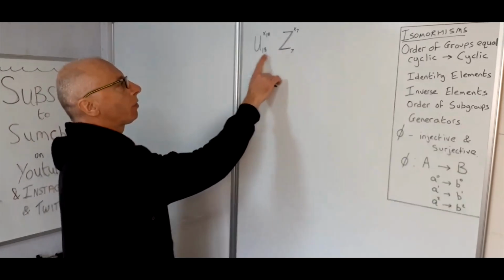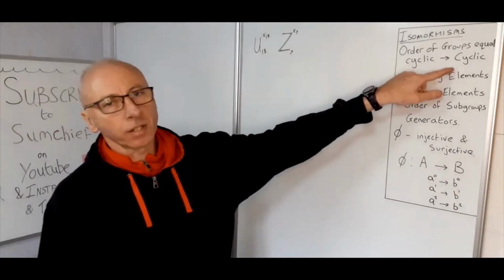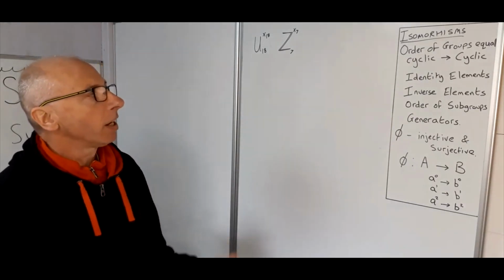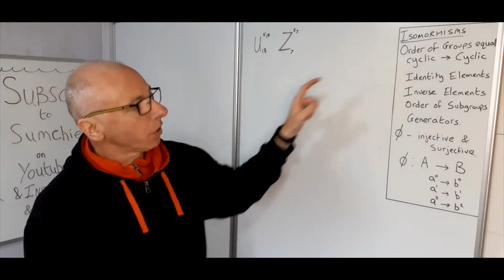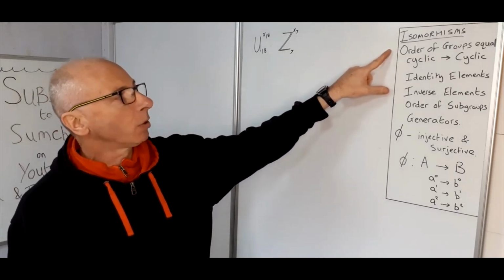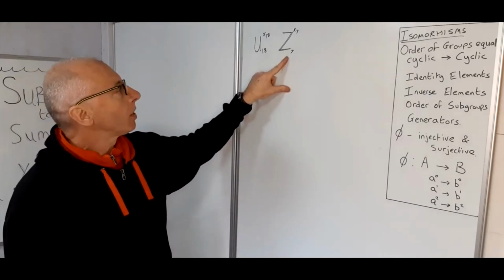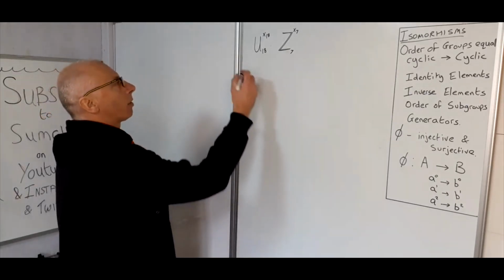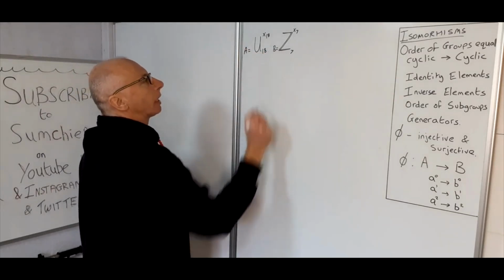Now, both of these groups are cyclic. So cyclic to cyclic in isomorphisms, that's always a good place to start. That's probably one of the most important things for what we're going to show today. Now, the order of the groups for any isomorphism has to be equal. So there have to be the same number of elements in this one as there is in this one before we can progress. So I'm going to call this group A and this one group B.